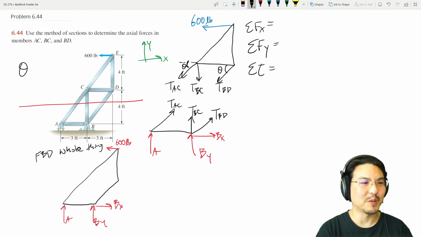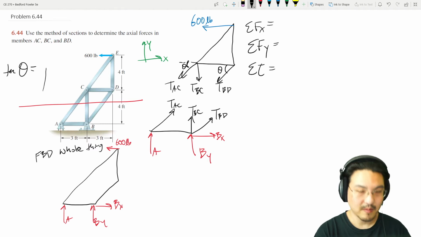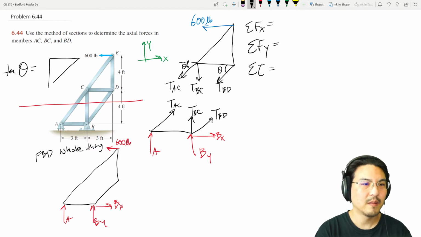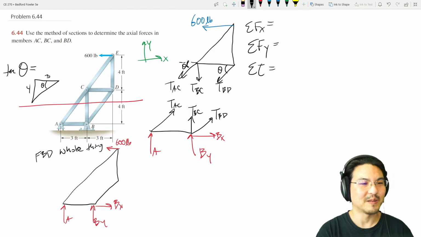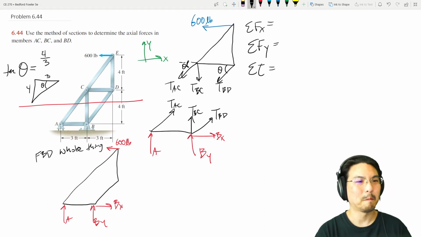And theta would be, tangent is, let me draw the triangle like this. This is 4 feet and this is 3 feet. So tangent theta is opposite over adjacent. Then theta would be arctangent of 4/3. So we know the angle.